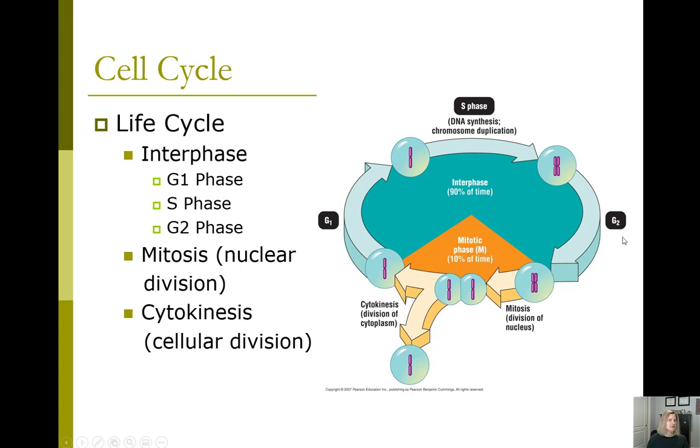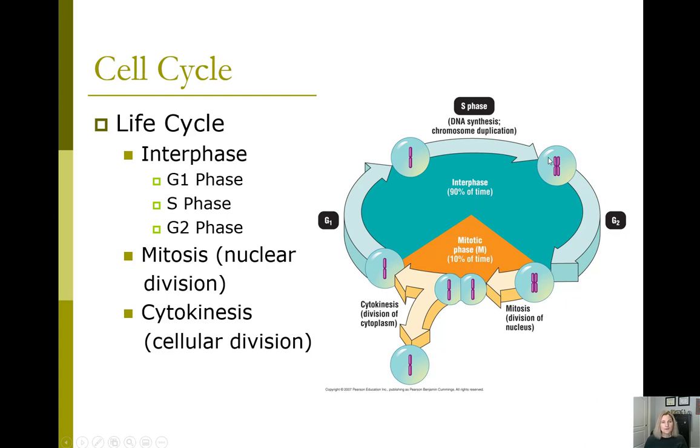And then, hey, what's G stand for? Growth. So it needs to grow again, so that when the cell does divide, each daughter cell has the necessary organelles in order to be a functioning cell. So you got to make some more endoplasmic reticulum and Golgi apparatus and all that fun stuff. So that occurs during the G2 phase.